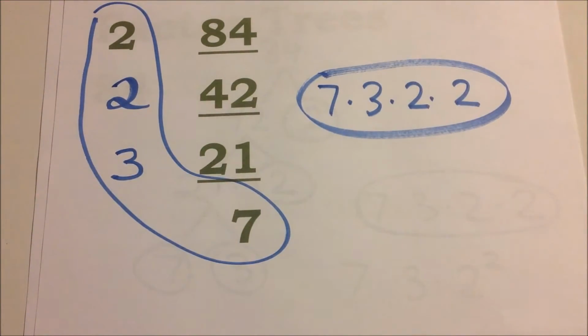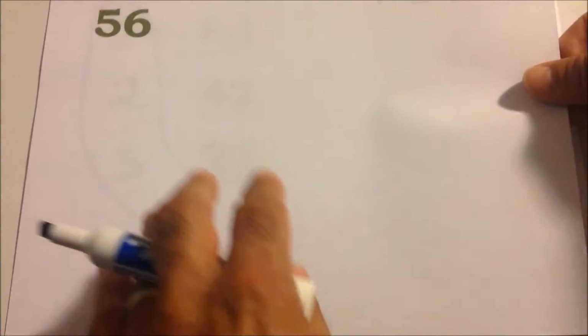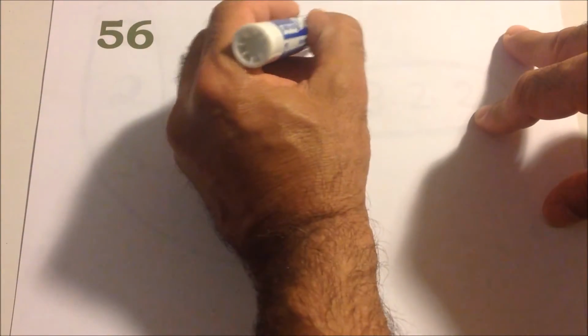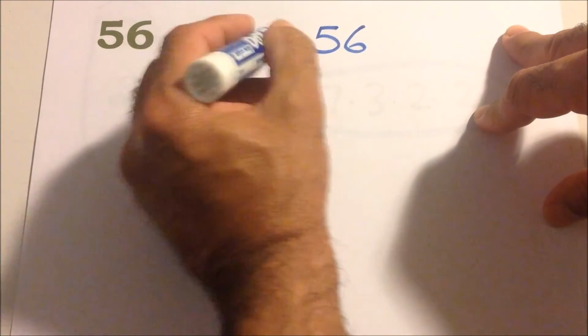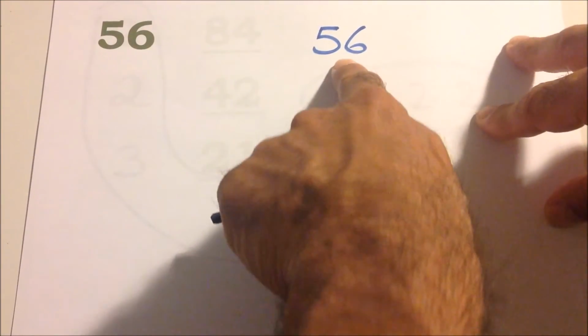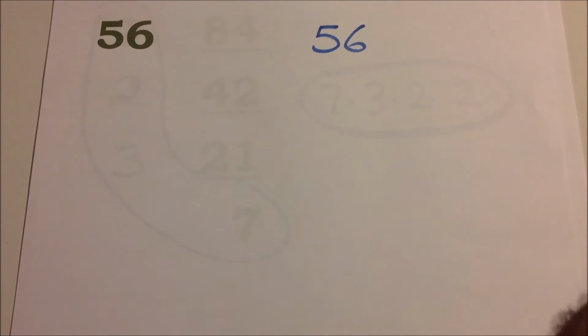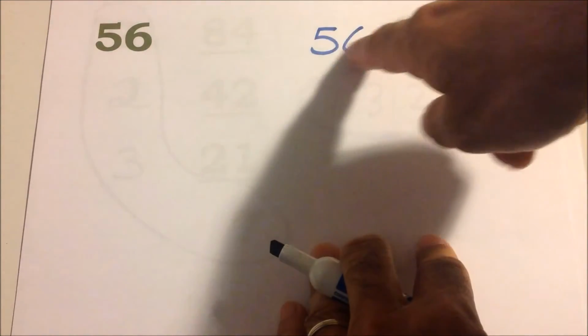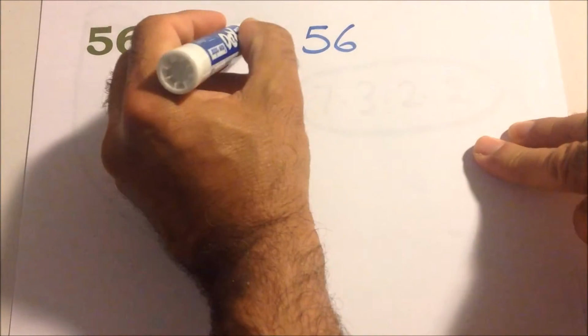Okay, let's do another one. Let's see if you can do this now. Let's do 56. So we're going to make ladders. So let's put the 56 here. And what prime number can we put here that goes into 56? Not just any prime number. We want the lowest prime number. So see if you can do that. What is the lowest prime number? We know 2 goes into 56, right? Because it's an even number. 2 goes into any even number. So we'll put a 2 here.